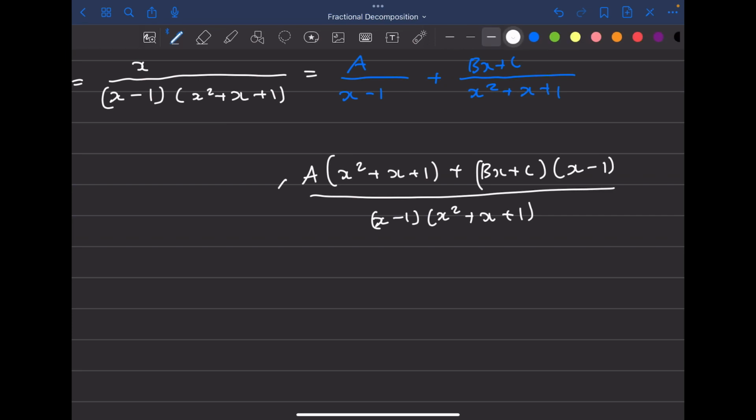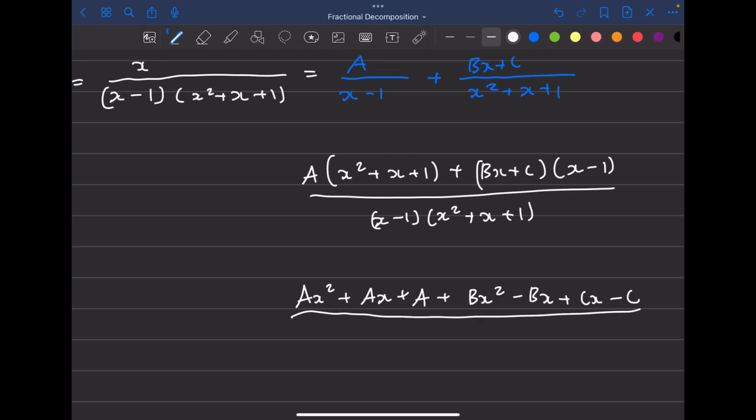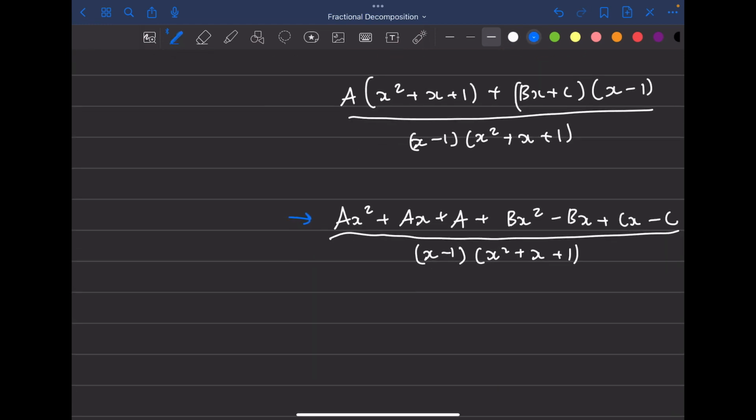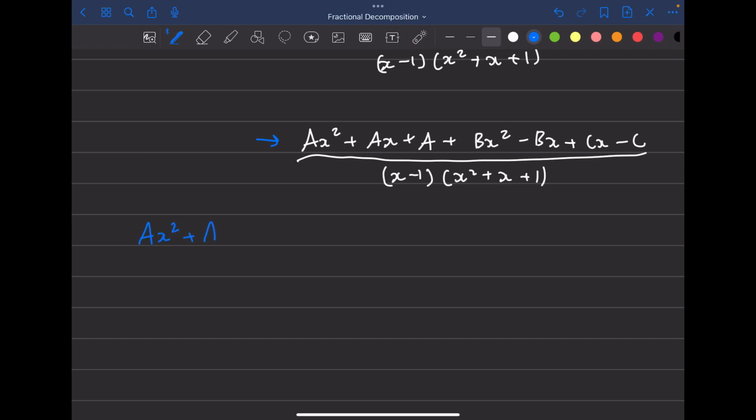So let's expand. This will become ax squared plus ax plus a plus bx squared minus bx plus cx minus c, and then all of this is over (x minus 1) times (x squared plus x plus 1). So now this numerator has to be equal to x once again. So let's write that down: ax squared plus ax plus a plus bx squared minus bx plus cx minus c is all equal to x. So this is pretty long, but we can do the exact same steps again.